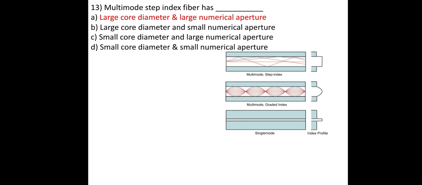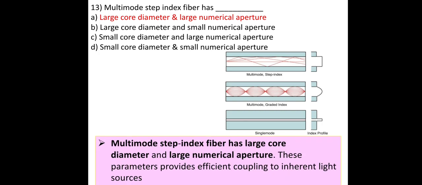Okay, as shown in the figure, multimode step index fiber has a large core diameter and large numerical aperture. These parameters provide efficient coupling to incoherent light sources. The correct option is A. Go to the next question.